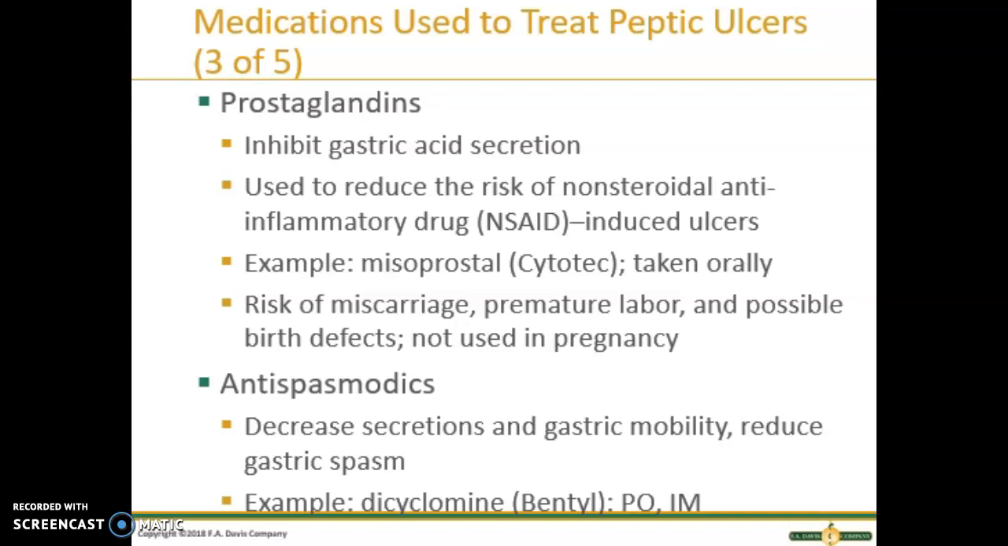Antispasmodics decrease secretion and gastric motility and reduce gastric spasms. An example of this is dicyclomine, and it is taken by mouth or intramuscularly.